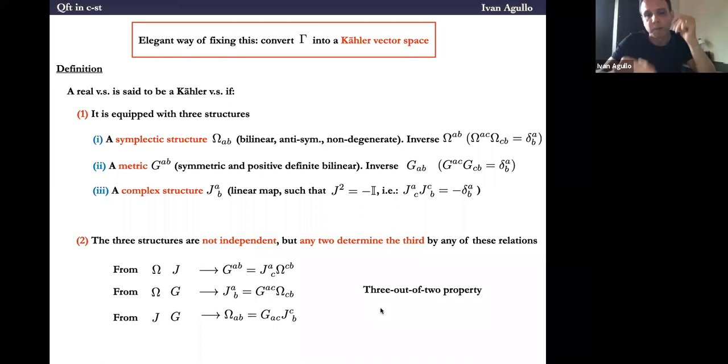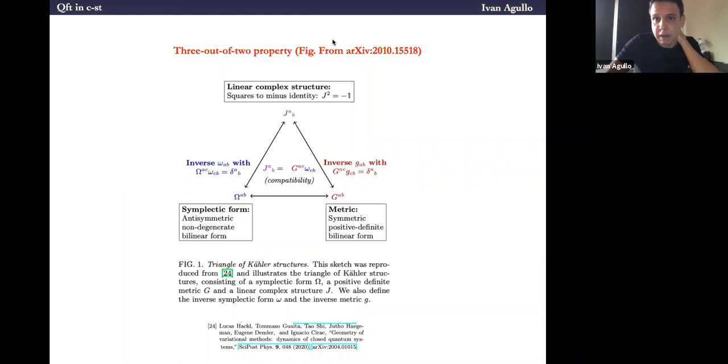And there is this nice plot that I have taken from the paper of Eugenio and Luca, which just summarizes that. I just leave it here. I'm not going to go over it, but it just tells us that we have the three structures, the metric, symplectic, and complex, and they are related by a compatibility condition. And this is what a Kähler vector space is.